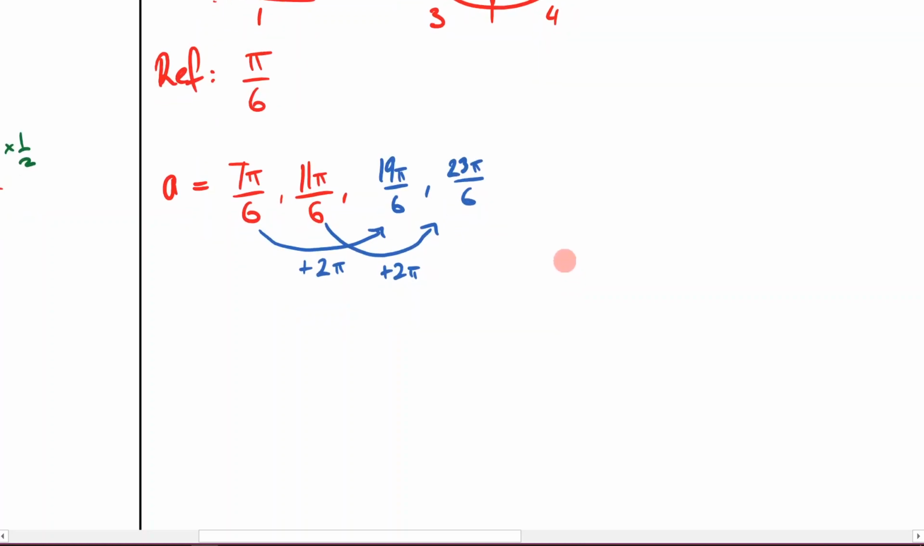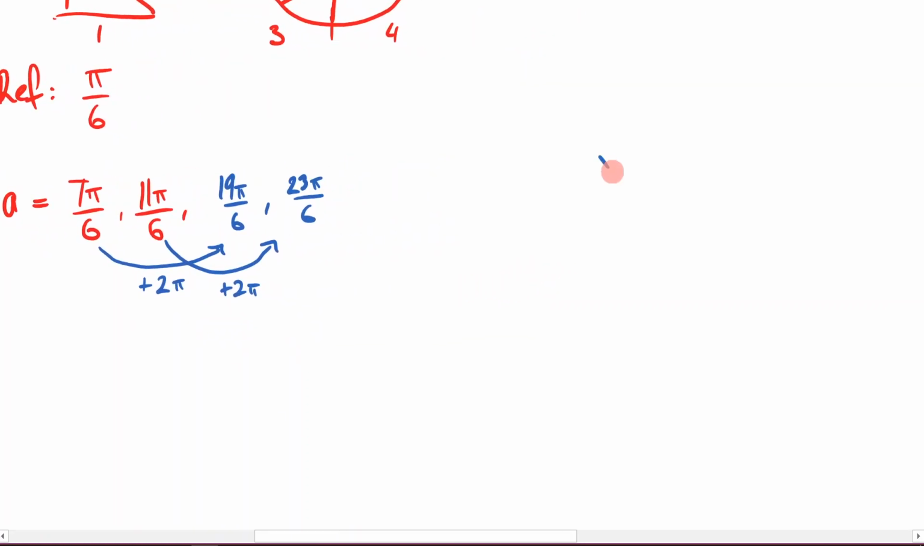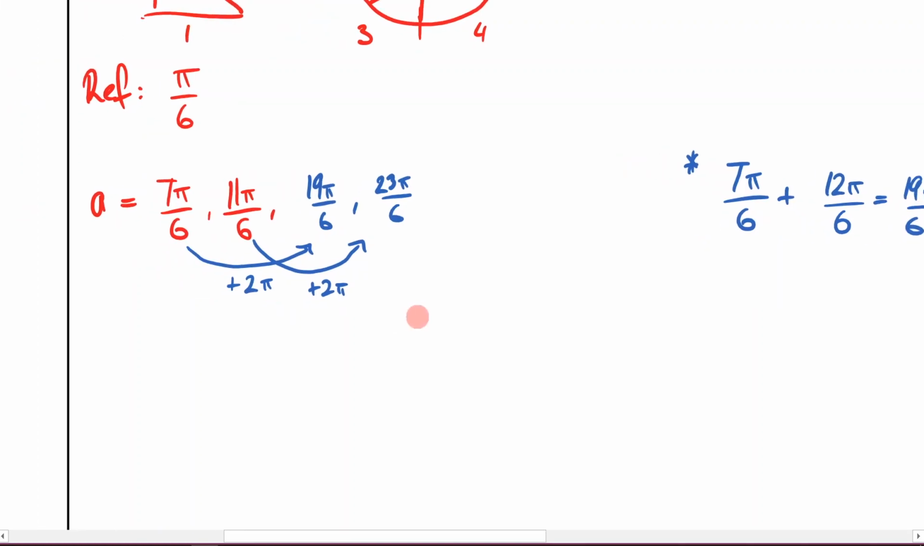So remember what I'm doing here. I might just do one example here, just in case you're thinking, what on earth is he doing? I take 7 pi on 6, so that's this one right here, and I'm plussing 2 pi. But remember, my denominators need to be the same. So it's going to be 12 pi on 6, because that's the same as 2 pi. And then that's going to end up being 19 pi on 6. That's what I'm doing. It's just a lot cleaner if I don't do the working out for each one of them.